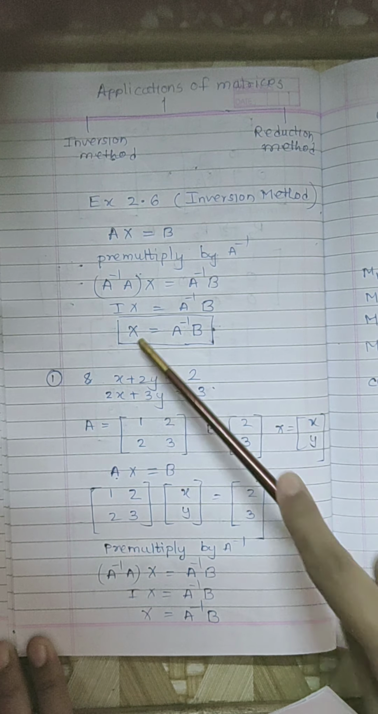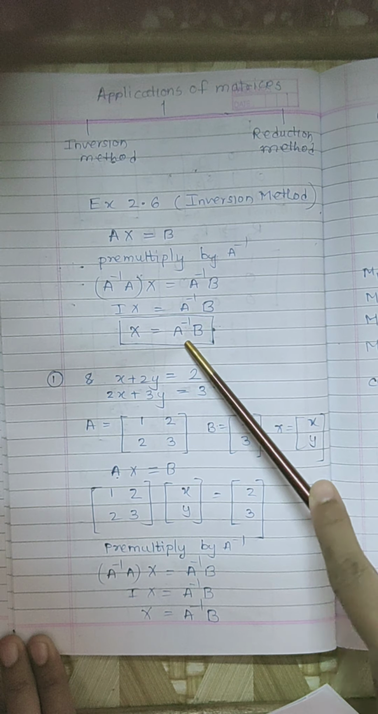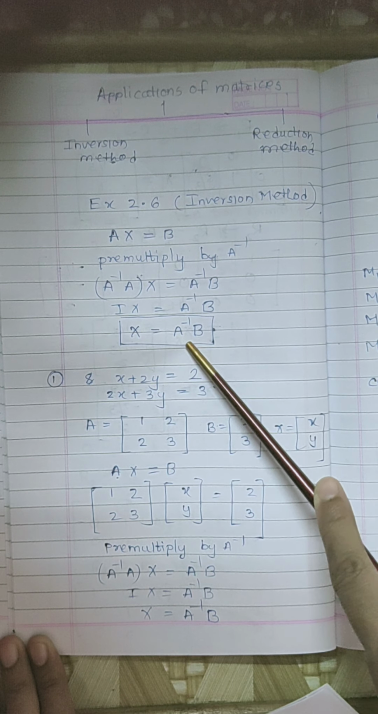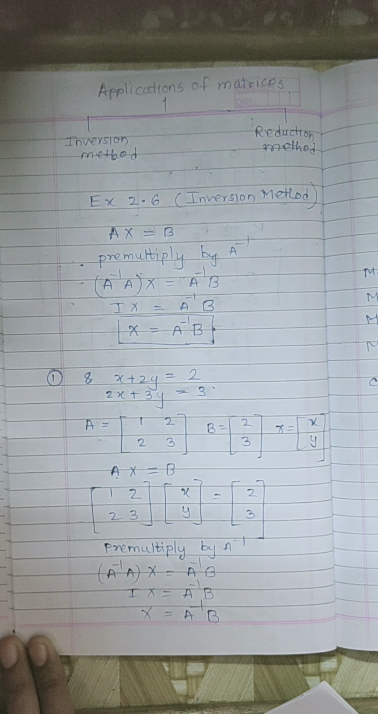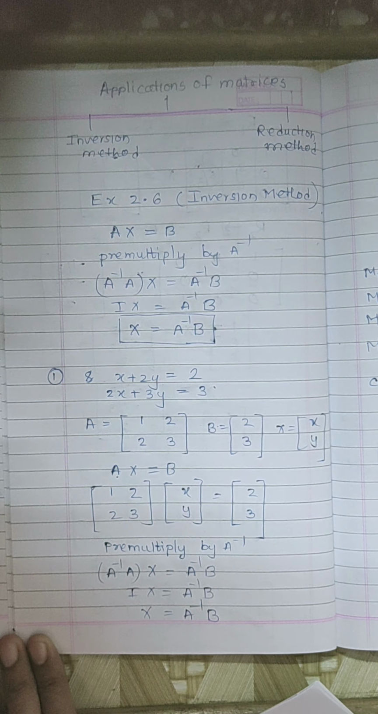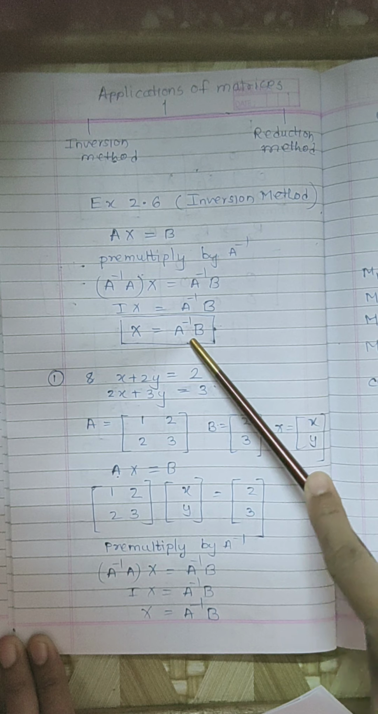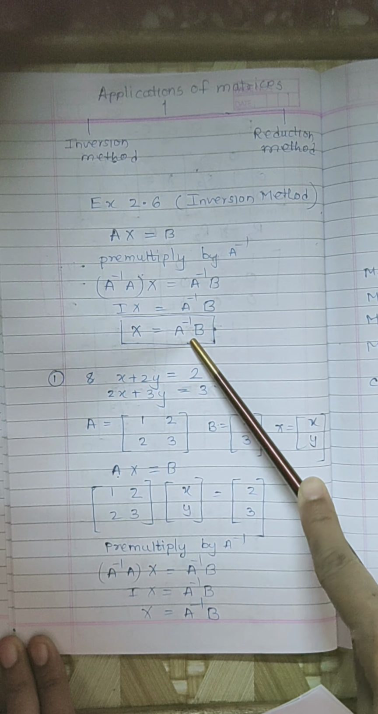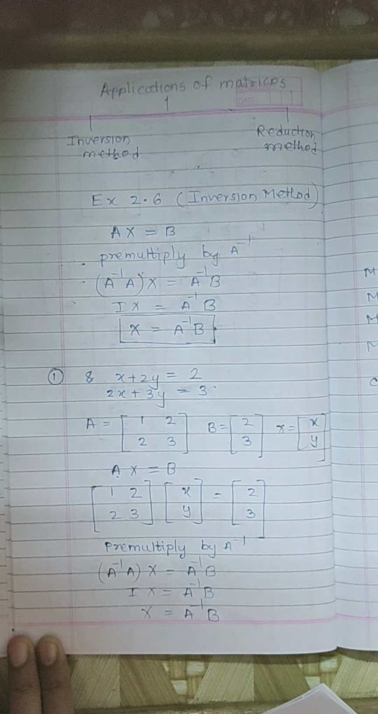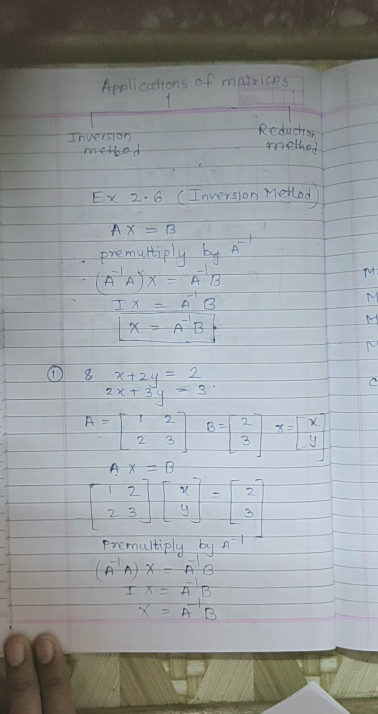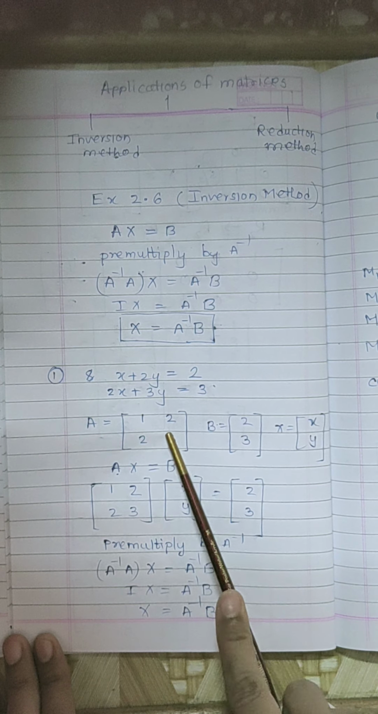Here X means the values of x, y or x, y, z. We have matrix A, of which you have to find A inverse, and then multiply by B. A inverse into B will give you the values of x, y and z. This A inverse you can find by row transformation or by the adjoint method. Whichever method you feel is easy, you can use to find A inverse. We will find A inverse by the adjoint method only, since it is easy.